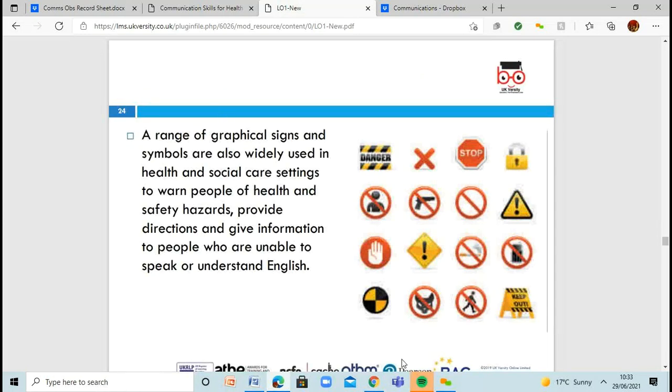So these are just some signs and some symbols that you'll probably already have seen a million times in and around your workplace.